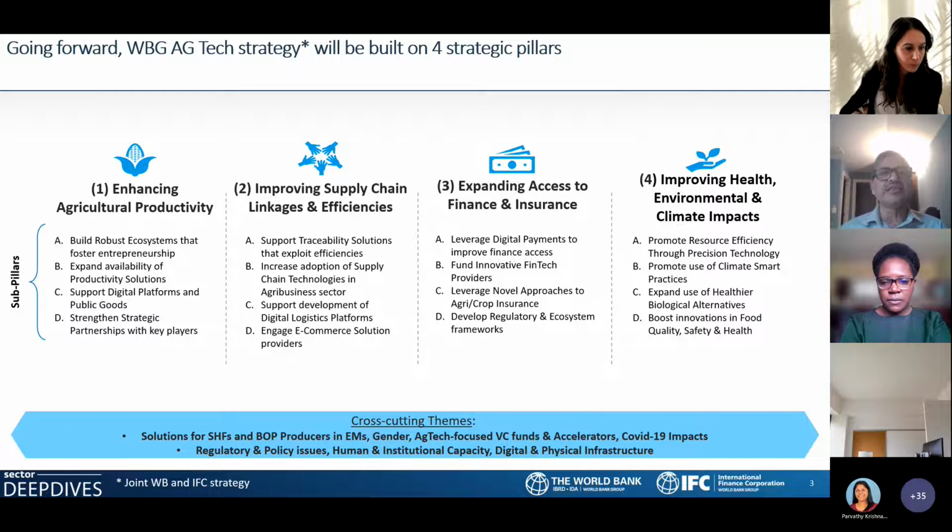So currently the joint World Bank and IFC AgTech strategy is built on 4 pillars. The first is enhancing strategic agriculture productivity, which includes precision agriculture and lots of other similar things. The second is supply chain linkages and efficiencies, which includes digital e-commerce, traceability and logistics. The third is finance and insurance, which is digital credit, digital payments, and also insurance. And finally, environmental solutions, which has to do with climate-smart technologies and biological alternatives. Next, please.